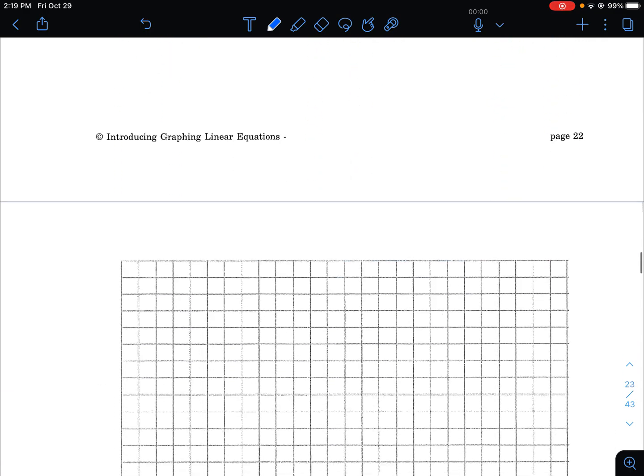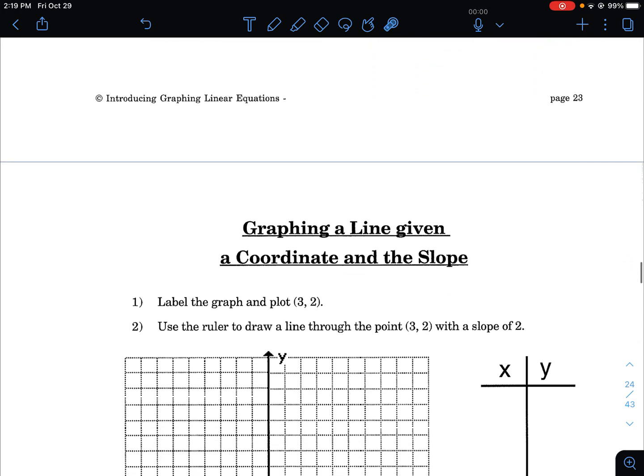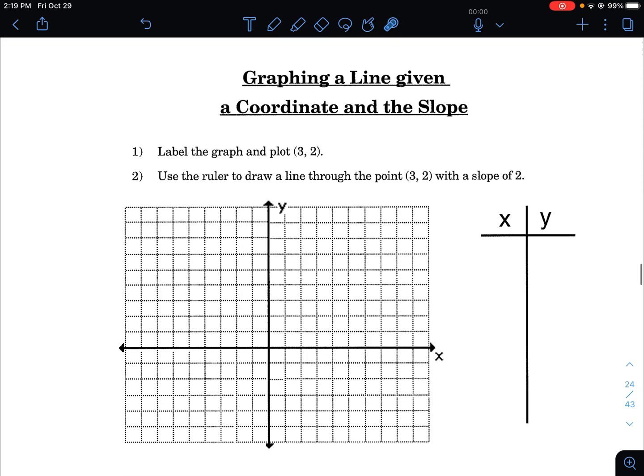And if you graph these lines, you are going to get horizontal lines. All the lines are horizontal, and they have the same slope, which is 0. Let's go ahead and start looking at some other kinds of problems.